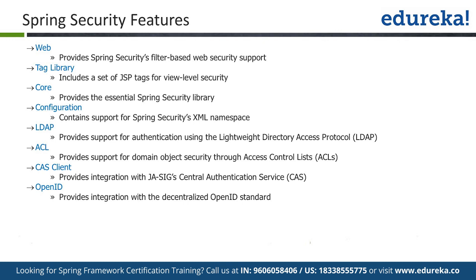Then we have ACL, that is Access Control List. Using Access Control List, you can provide support for domain object security, which means you can have the access control list ready with each of the users, and then you can provide domain object level security, like whether you can access the user DAO object or not, whether you can access the account DAO object or not. If you have that access in your access control list, then only you can access the object. So that is object level security based on ACL.